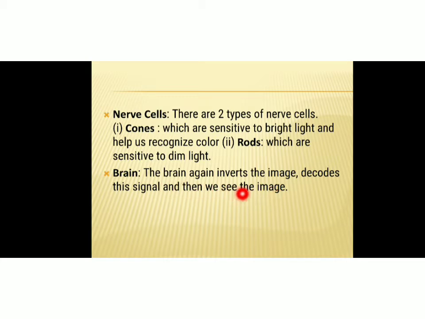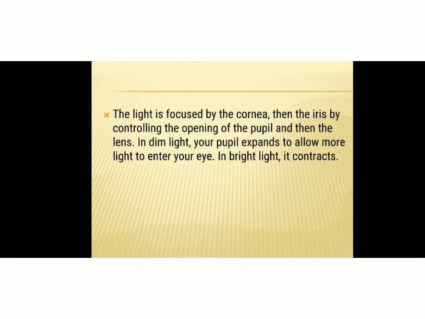So the brain helps us in this. The image formed on the retina is again inverted by the brain, and it also decodes the signal, and then we see the image as it is. So that is the function of the brain in eyesight. So the light is focused by the cornea, then the iris controls the opening of the pupil, and then the lens. In dim light, our pupil expands to allow more light to enter the eye. In bright light, it contracts.